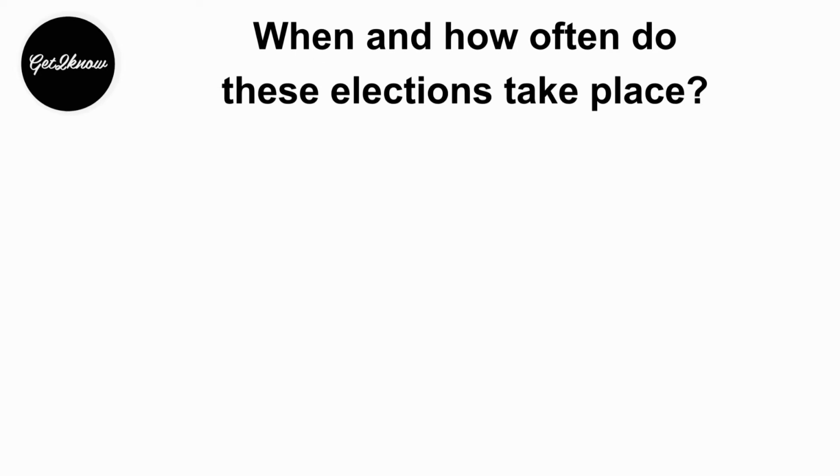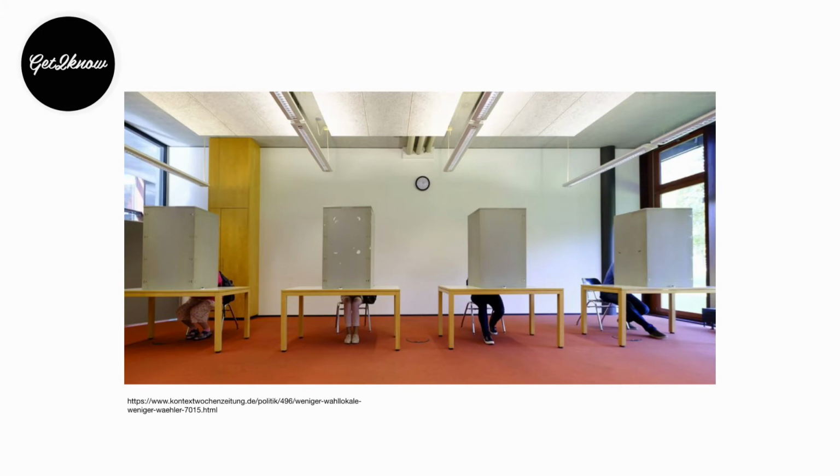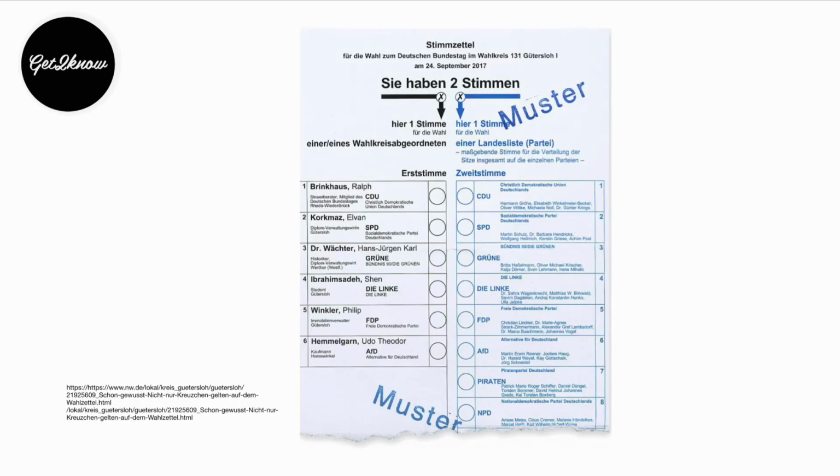Next question. When and how often do these elections take place? The parliament is always elected for a period of 4 years, so the elections take place every 4 years, traditionally on a Sunday somewhere around the end of September. On this day, everyone who has the right to vote is allowed to go to his or her local polling station and submit his or her vote between 8 AM and 6 PM. The stations are mostly set up in schools or other public buildings.